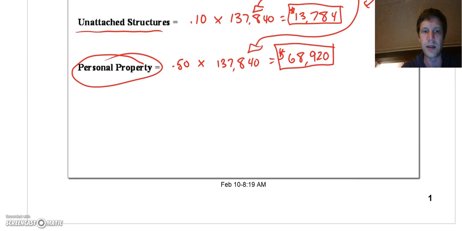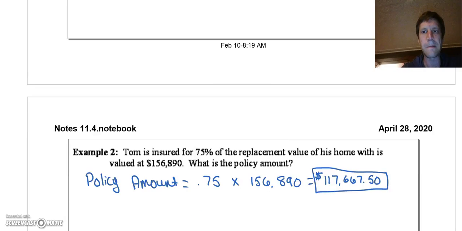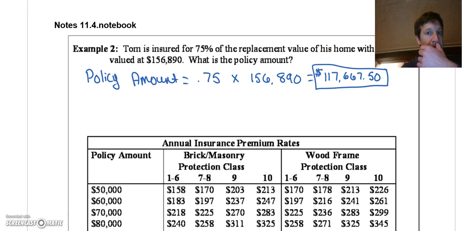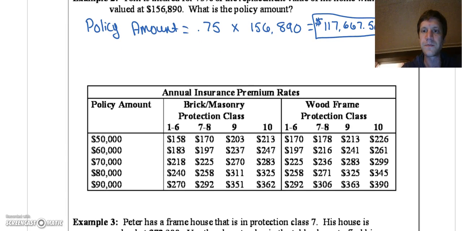So excellent, just showed that next answer. But why don't you guys try example two? Example two, you're only going to figure out the policy amount, so there's only one calculation. Go ahead and do that. You can pause, and then I'll show the answer again. Okay, so there's the answer. It was 117,667 and 50 cents.